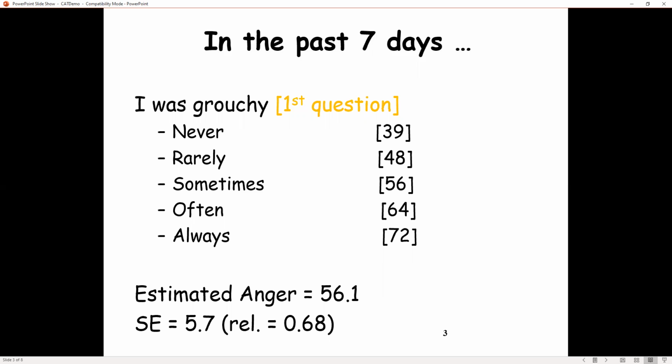So with one question, it's gotten pretty good reliable information with that response, saying it's 0.68, but we're trying to get above 0.90, so we're nowhere near that. And it wants the standard error to be below 3.2. So we know, of course, with one question, that's not enough. We have to keep going. So based on my response of sometimes, it thinks my anger is around 56. So it's going to ask me a question that implies a higher level of anger.